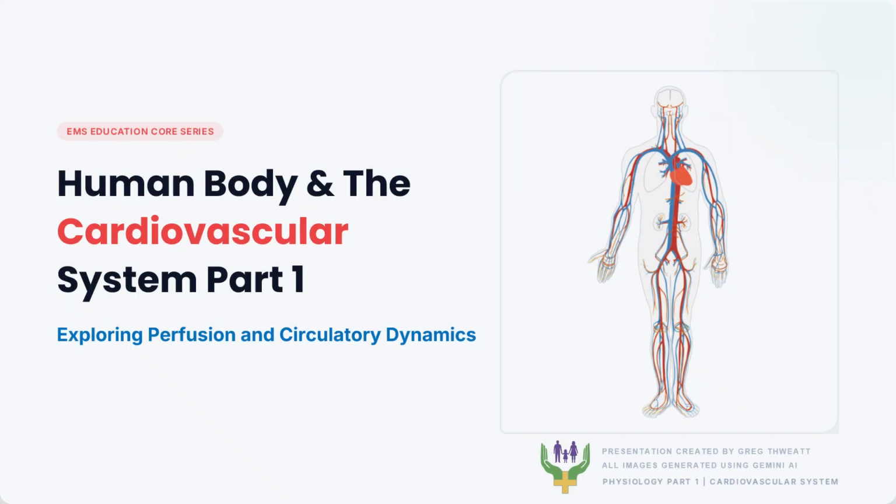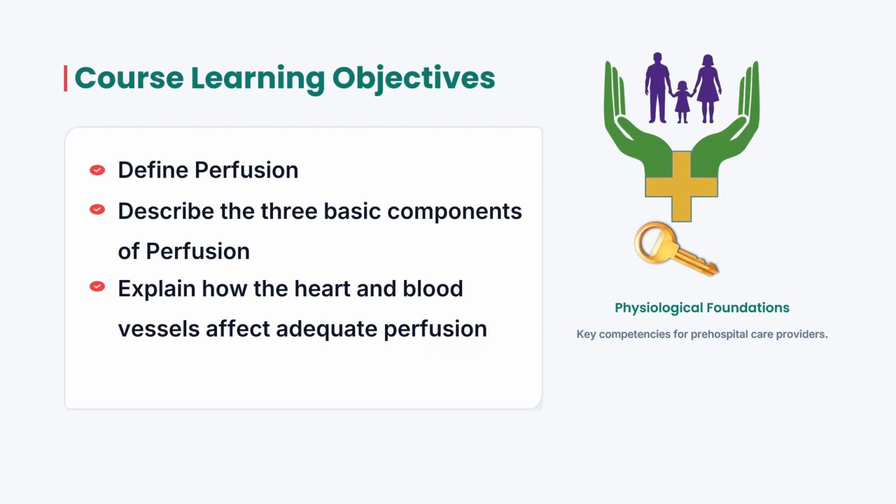EMS Education Course Series, Human Body and the Cardiovascular System, Part 1, Exploring Perfusion and Circulatory Dynamics. Course Learning Objectives: Define perfusion. Describe the three basic components of perfusion and explain how the heart and blood vessels affect adequate perfusion.